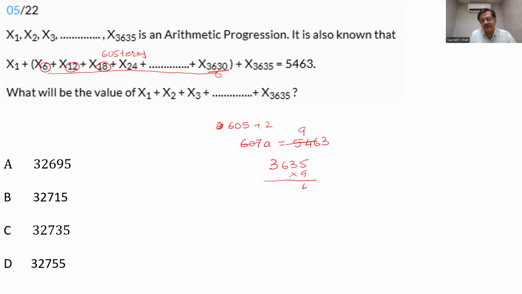9 into 5 is 45. We can have a carry forward 4. 9 into 3 is 27, 27 and 4 is 31. And this is where we stop. There is only one option which ends with 15. The correct answer is option B, 32715. We don't even need to multiply anything further. We have our answer from the last two digits. So we don't need to multiply further. The correct answer is option B.